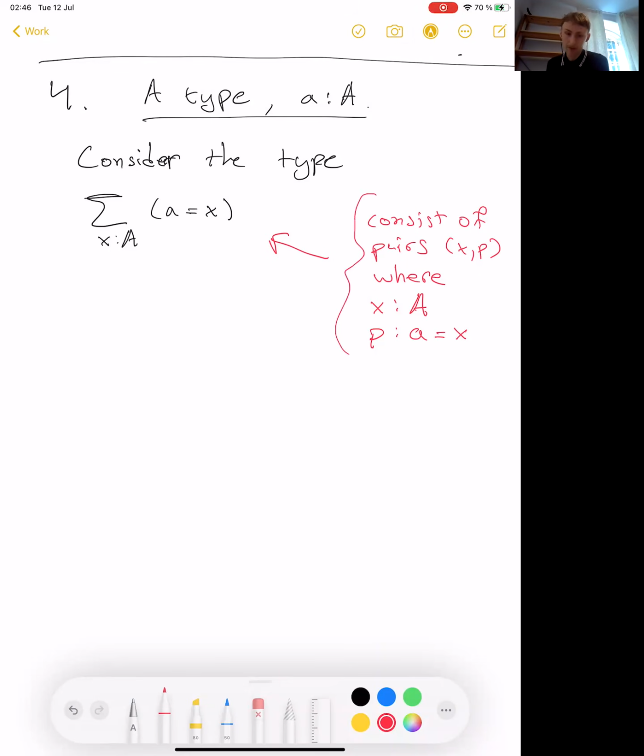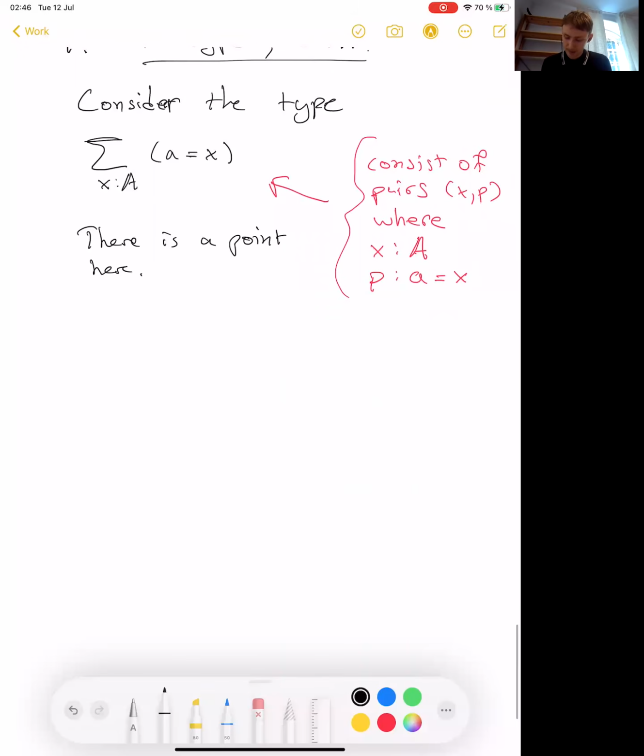Now here's another fact. We can produce a point of this type always. So in order to produce a point, so there is a point. There's a point here. Funny, right? And the point is a, comma, refl a.